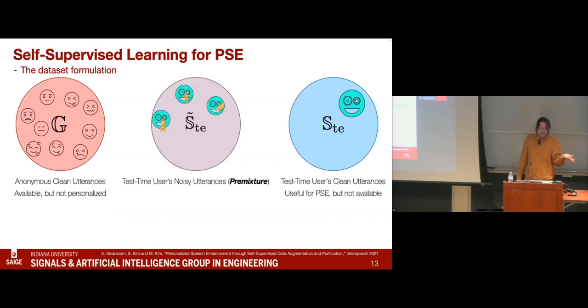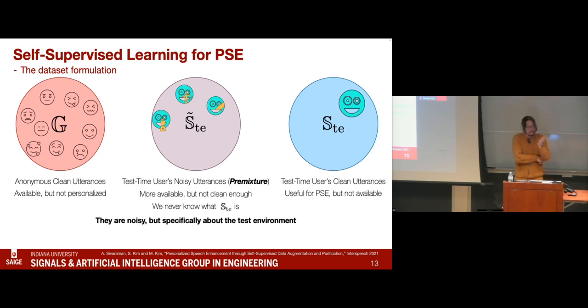So as an alternative solution, I'm suggesting that we could use this S-tilde data set, which is from the test time user, but they're not clean. Some kind of random recording of that person collected everywhere. It can actually be clean enough sometimes, but most of the time it's not going to be clean enough because of the noise added to it. So they're more available, but not clean enough. But since we never know what the real clean speech is from the test time user, maybe we can still use this somehow. And since it's not labeled, it falls in the category of self-supervised learning.